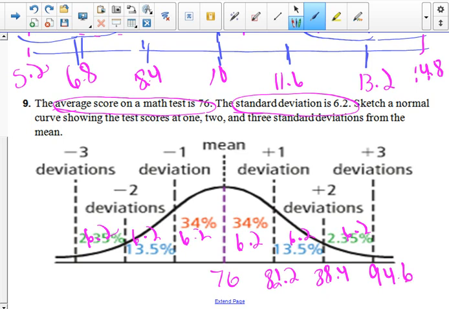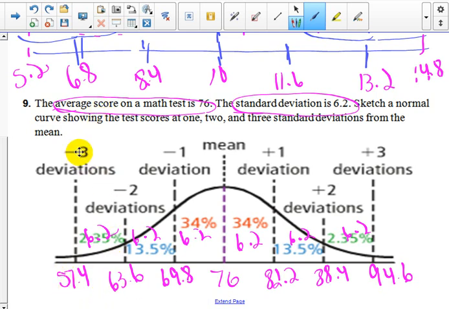When you finish, compare to mine up here. Okay, is everybody good?